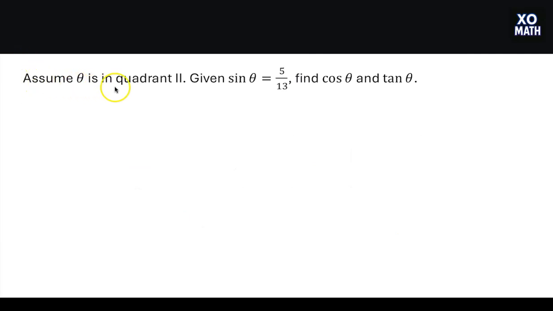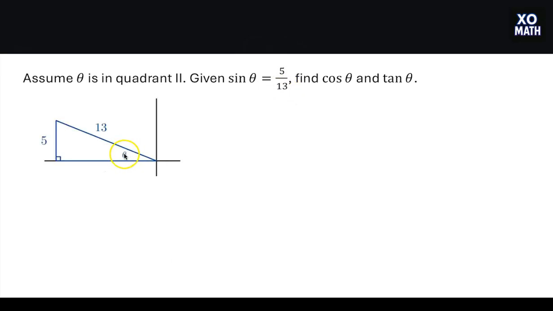Let's assume theta is in quadrant 2. Given sine of theta is equal to 5 over 13, find cosine theta and tangent theta. We're going to start this problem by constructing a triangle in quadrant 2 using the information that sine of the angle theta is equal to 5 opposite over 13 the hypotenuse.